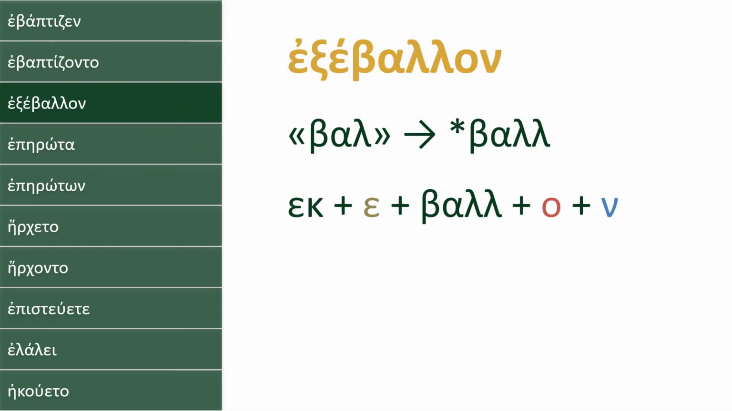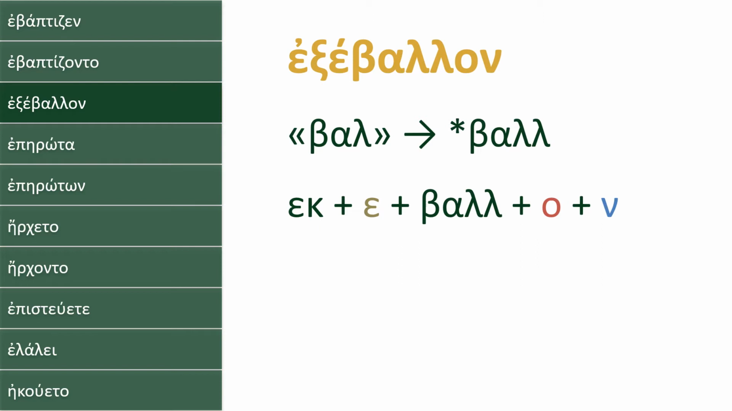Ἐξέβαλον, I was casting out, or they were casting out. It's imperfect active indicative, either first person singular or third person plural, from ἐκβάλλω, I cast out. The verbal root is in fact βαλ with a single lambda, but the present tense stem is formed by doubling the lambda, hence we get βαλλ.